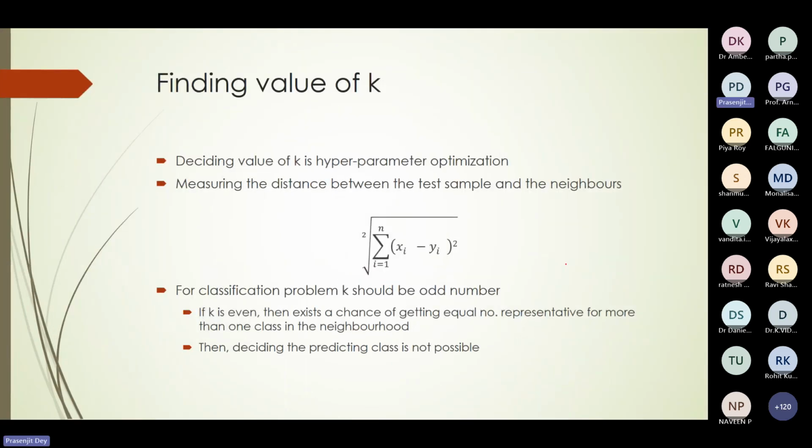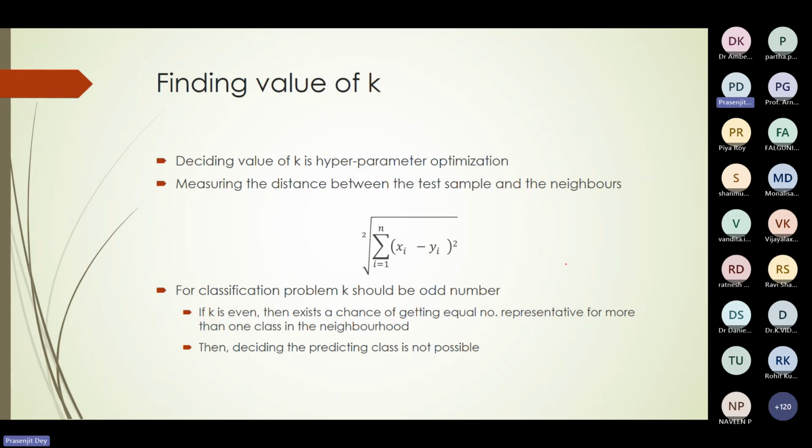Now, finding the K value. Deciding the value of K is hyperparameter optimization. As we have seen, the K value is very important for getting the answer of KNN. So that is a hyperparameter that we need to judiciously choose to get a better result in real time. And for measuring the distance, as we know, there are many metrics to measure the distance between two entities in reality, like the Manhattan distance.